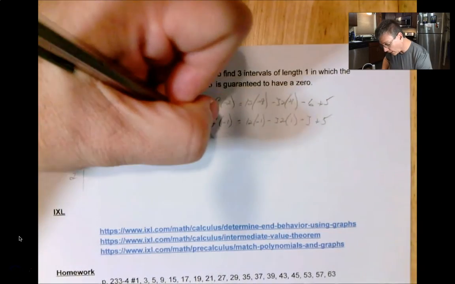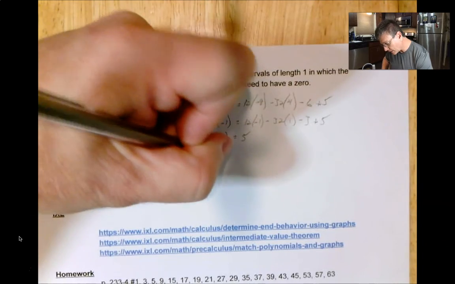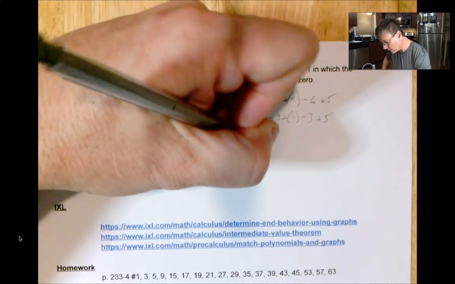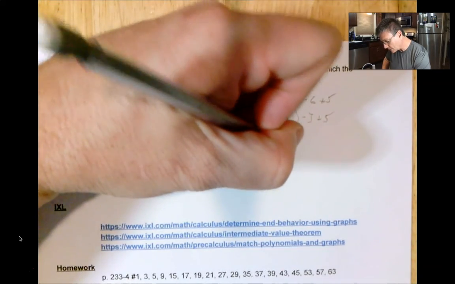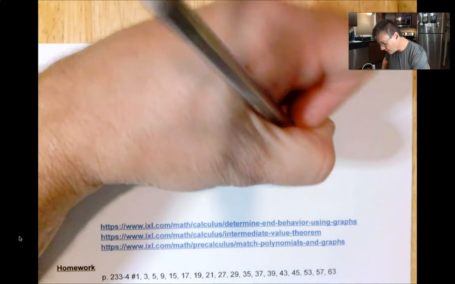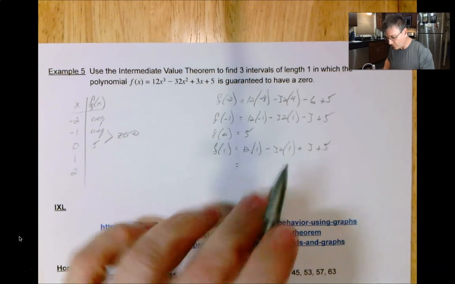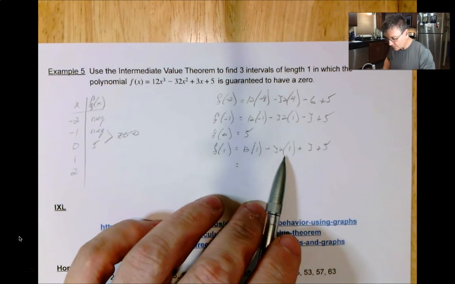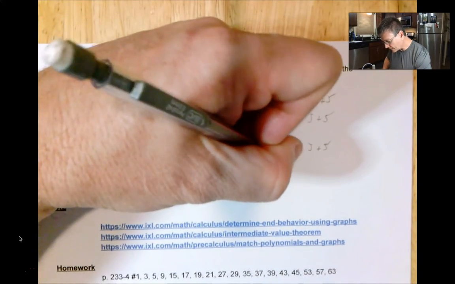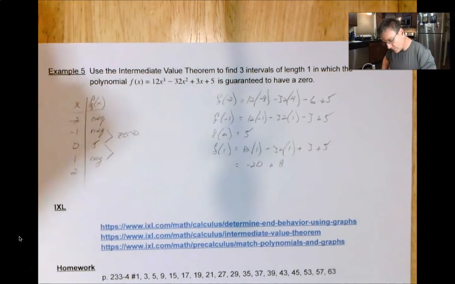Let's find f of 1, +1. Well, f of 0 was 5. F of +1, so 12 times 1 minus 32 times 1 plus 3 plus 5. So we have 12 minus 32. That's negative 20 plus 8. It's negative. Another 0.